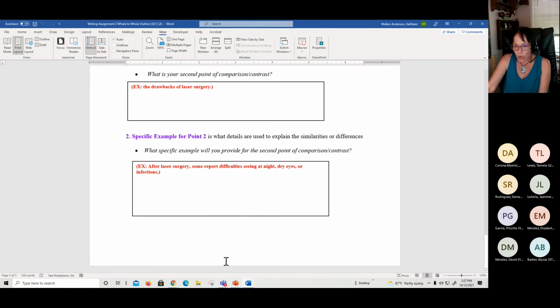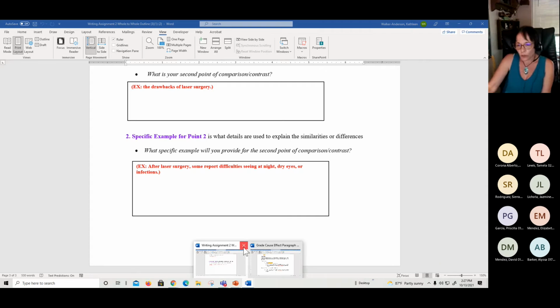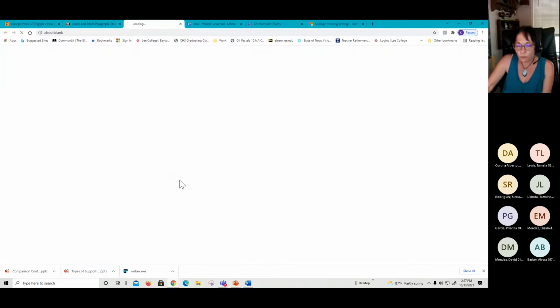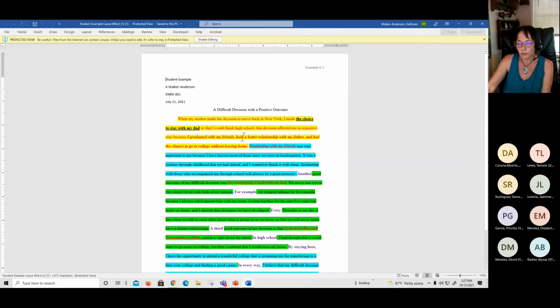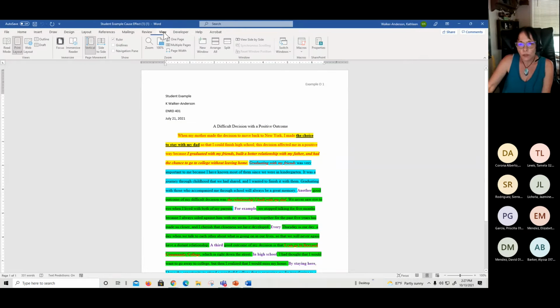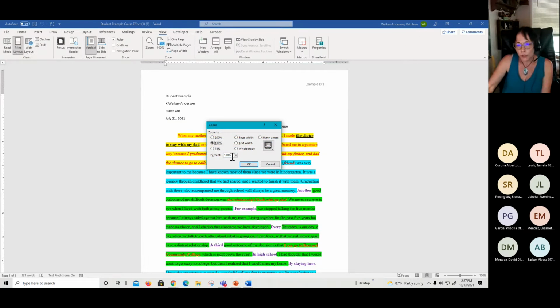And I closed it out. Okay, I closed out the wrong thing. Let me go open the paragraph again. Sorry, you all. Here we go. Here it comes. All right, so here's our example. Make it bigger.